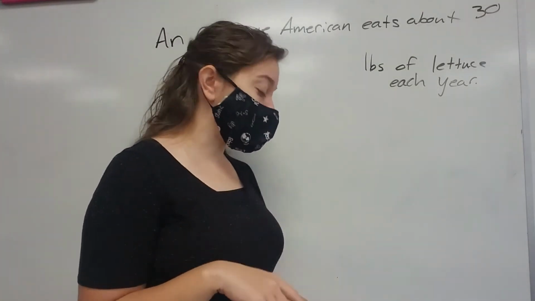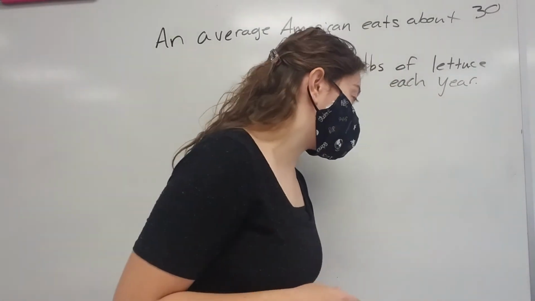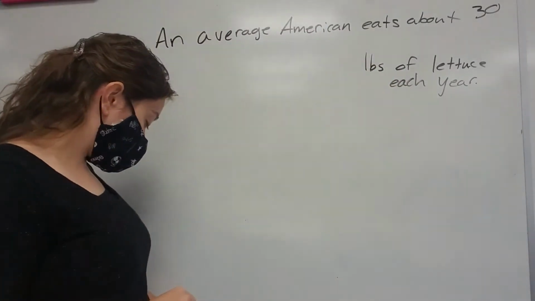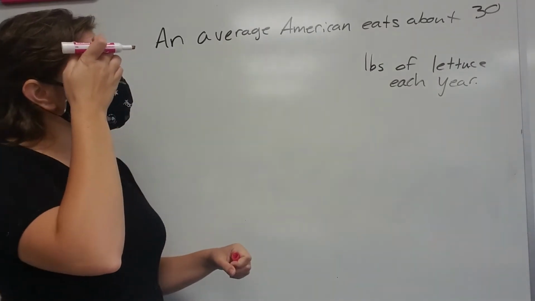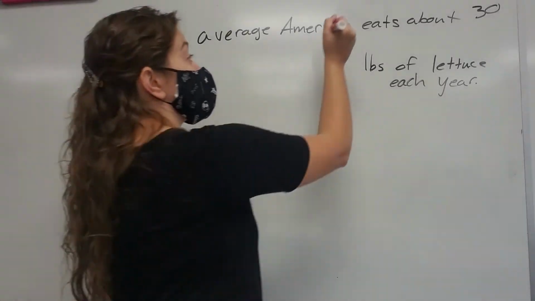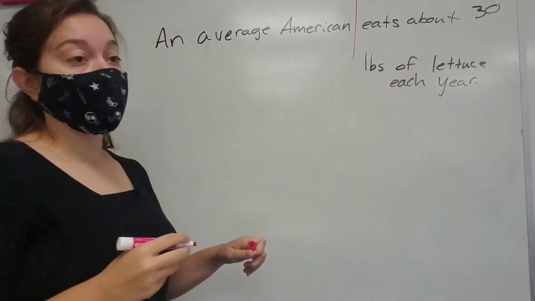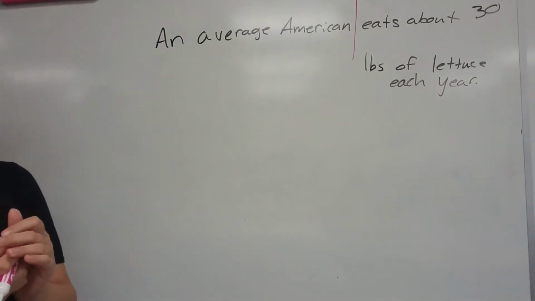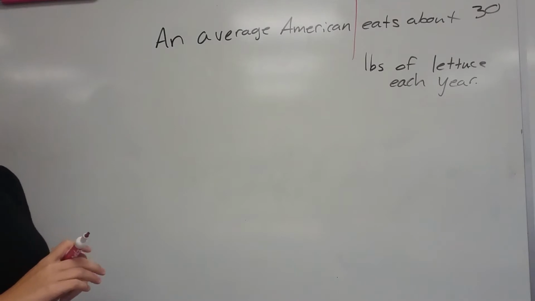So we have two parts. Who can tell me what my complete subject is? The complete subject. Samara? An average American. So I'm going to draw a line between my subject and my predicate. Everyone draw a line between American and eats.